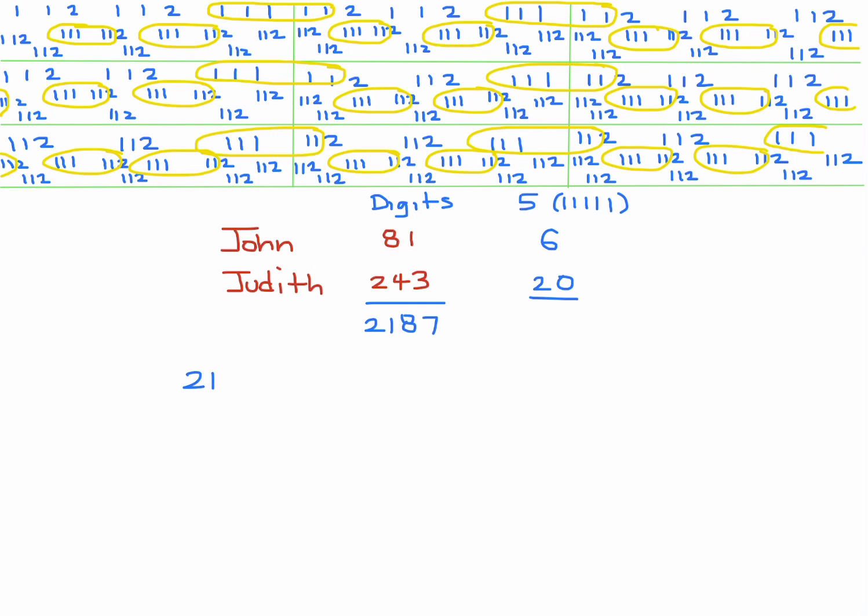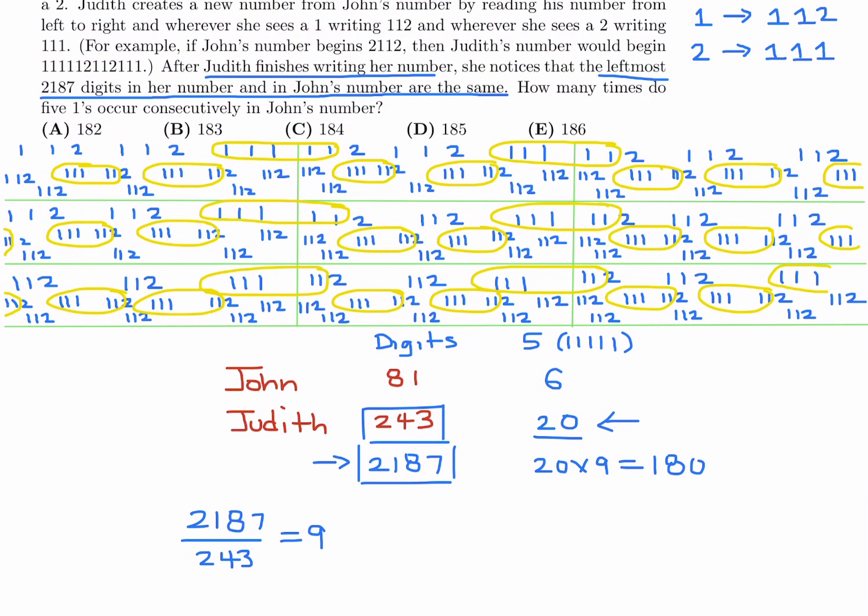2187 divided by 243 is equal to what? Well, it's equal to 9. So for each 243 digit series, you'll get 1, 1, 1, 1, 1 appearing 20 times. Since this is 9 times the length, it should be 20 times 9, which is 180. I hope you understood that. And then I went back to see the answer choices, and 180 is not one of the answer choices.